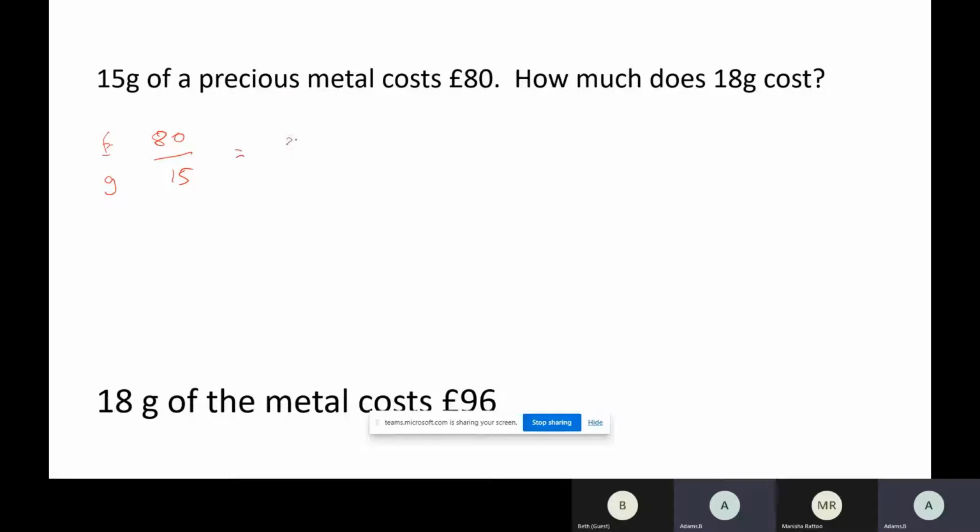So that's x over 18. So 15, we go, 5 goes into 80 16 times, is that right? 5 goes into 80, yeah, 16 times over 3 is equal to x over 18. So 16 times 18 is equal to 3x over 3 over 3. So 6 times 16, 32, 96. So yeah, x equals 96, and we've got that there.